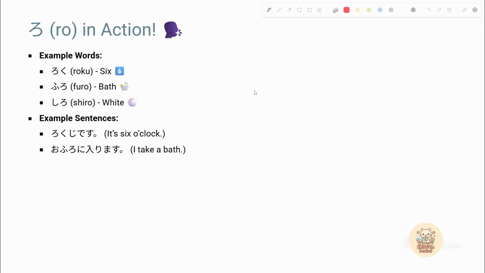Let's see ro character in action. Roku, 6. Furo, bath. Shiro, white. Example sentences are, Roku, 6. Ji, o'clock, and this is it. So Rokuji, this is 6 o'clock. Next one is ofuro, bath. Hairimasu. Hairimasu is you are getting into the bath or you are going to take a bath. Normal meaning is I'm going to go and take a bath.